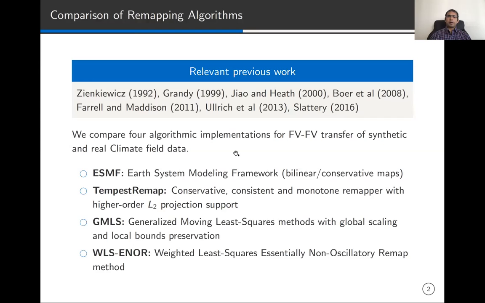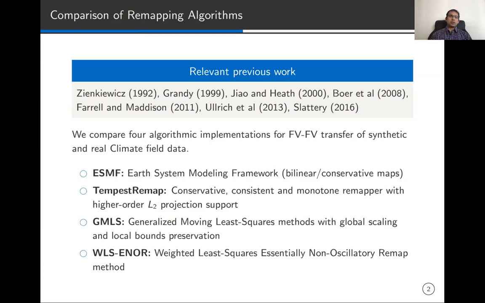There has been a lot of previous work along these lines for different multiphysics problems. We're going to be specifically focusing on 4 different implementations for climate modeling problems. One is from ESMF, which is the Earth System Modeling Framework. They provide both bilinear and conservative maps, first and second order. Next is Tempest Remap, which is a conservative, consistent, and monotone remapper. It produces linear maps for ensuring higher order conservative projections.